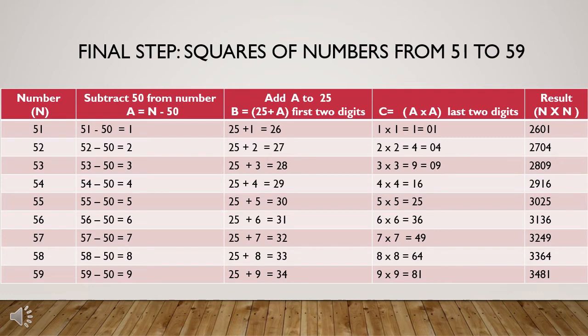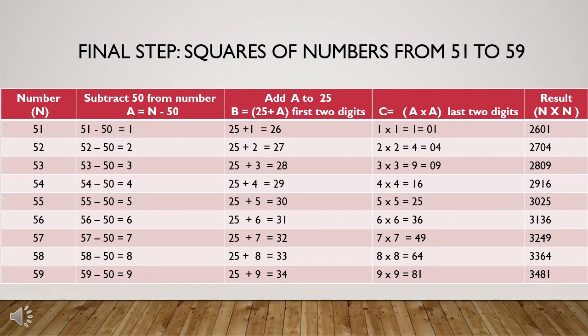Okay, let's take 52. For 52, 52 minus 50 equals 2. Now we'll add 2 to 25, which is 27. That will be my first 2 digits. For the last 2 digits, I'll square 2, which equals 4. So my final result is 2704. For 53, first 53 minus 50 equals 3. I'll add 3 to 25 to get 28 as the first 2 digits, and I'll square 3 to get 09 as my last 2 digits. So my result is 2809.